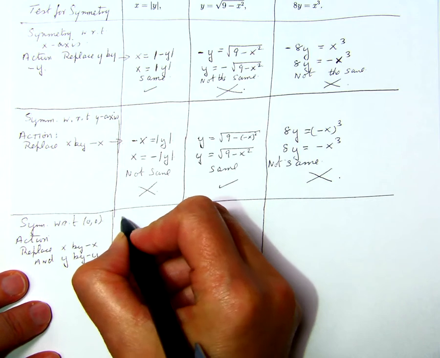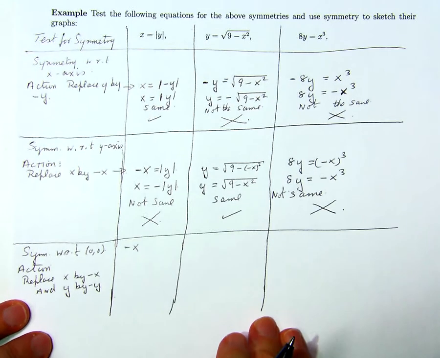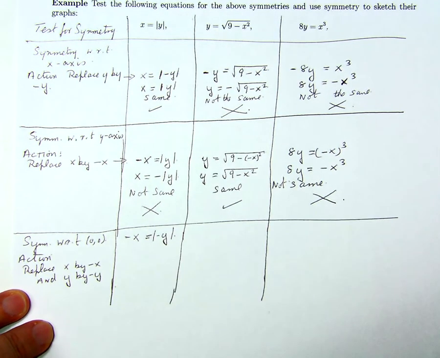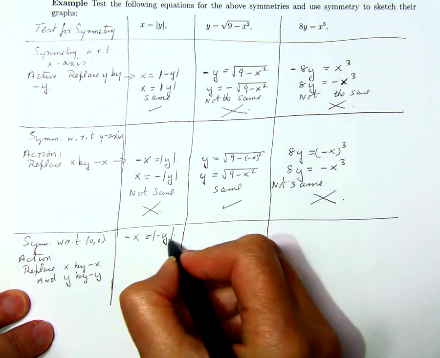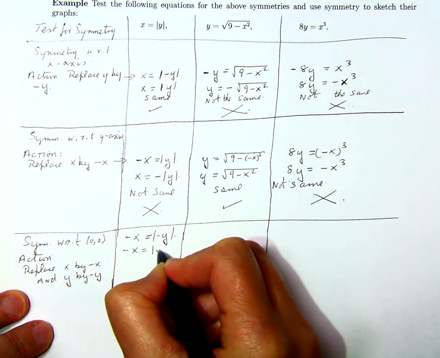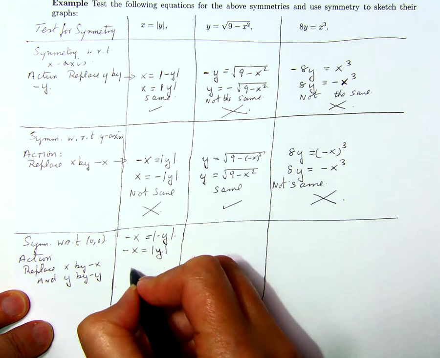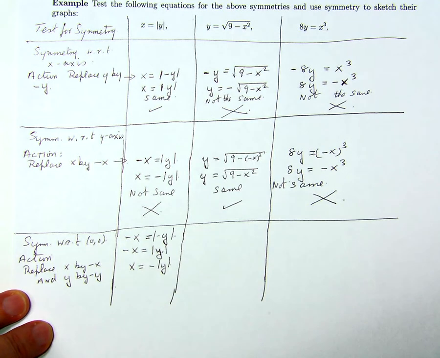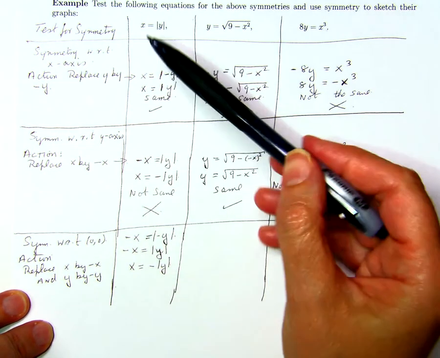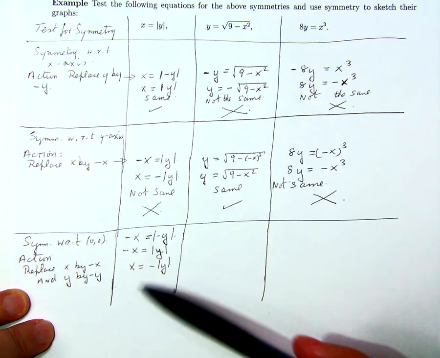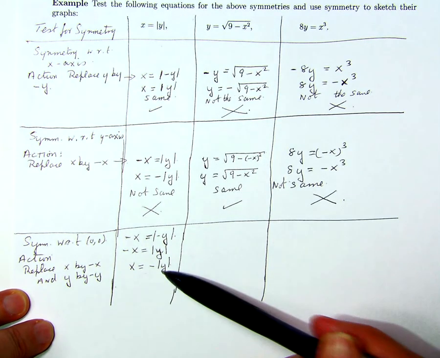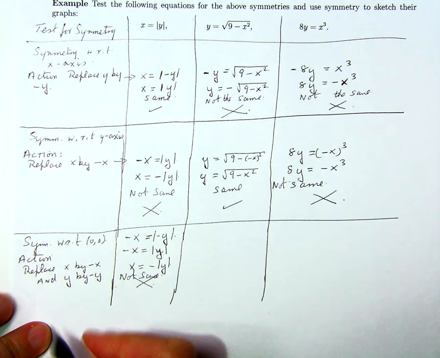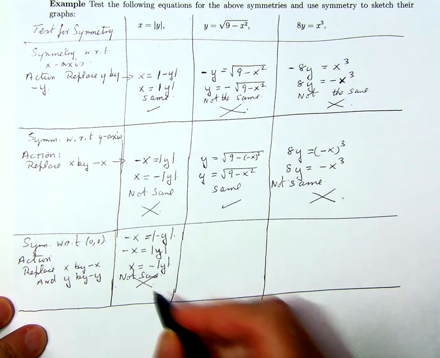Let's try it. We replace x by negative x, and I get negative x. I replace y by negative y, and I get the absolute value of negative y on the right. So once again, that's equal to the absolute value of y itself. And once again, I end up with negative x equals the absolute value of y. And these are not the same equation, because here we have x equals some positive quantity, and here x is a negative quantity. So they're not the same. And so I cannot conclude symmetry with respect to the origin here.